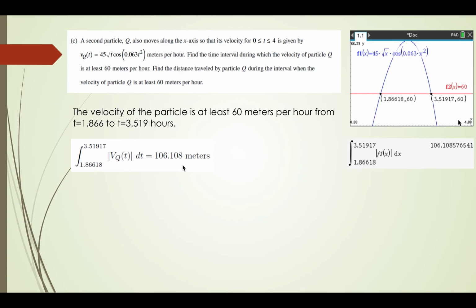A lot of students sometimes will forget to directly answer the questions that are being asked. They'll show a lot of work and then never actually get around to declaring their answer. So just be really careful that we've addressed both parts of part C.